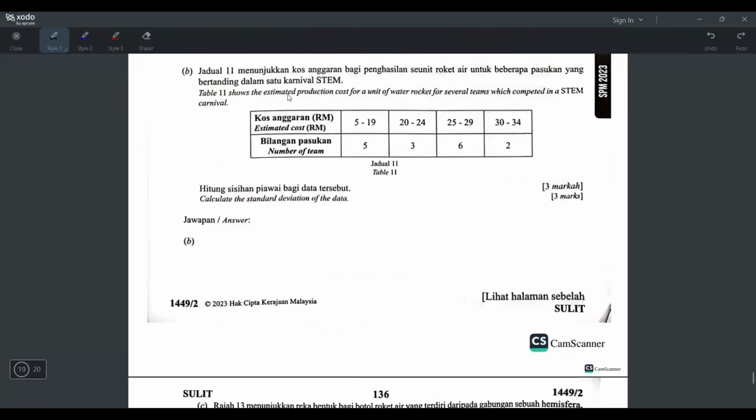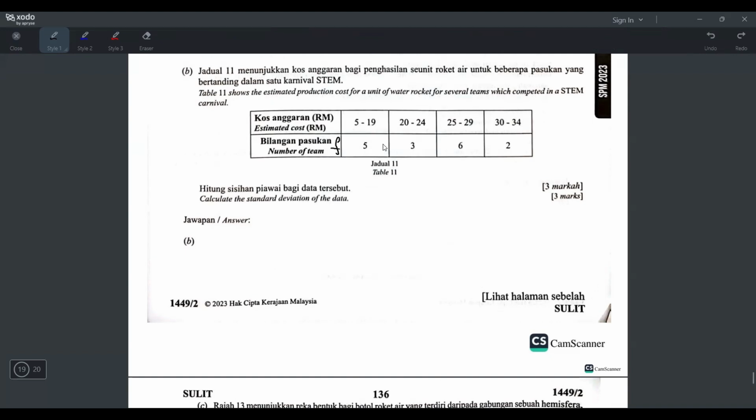Okay, B, table 11 shows the estimated production cost of a unit of water rocket for several teams which competed in a STEM carnival. And then estimated cost, dia bagi 5 to 19. Oh, this one is group data. So when you nampak ada class macam ni means dia data terkumpul. So it's under form 5 chapter, the measures of dispersion for group data.